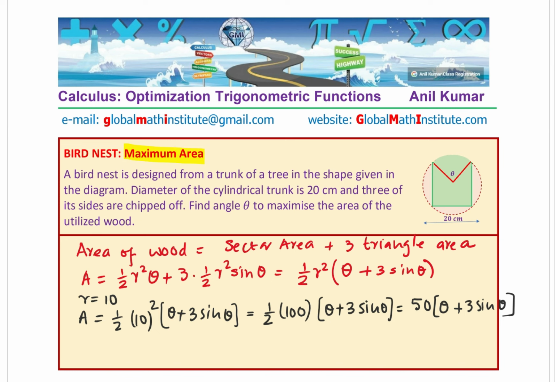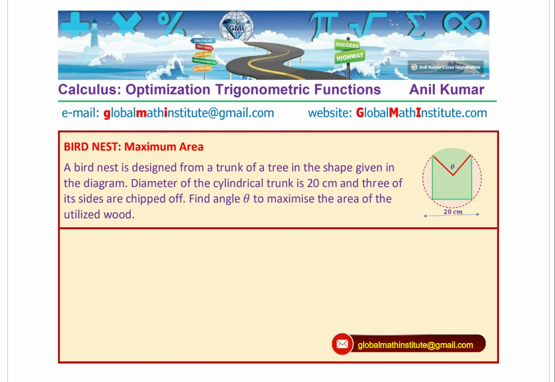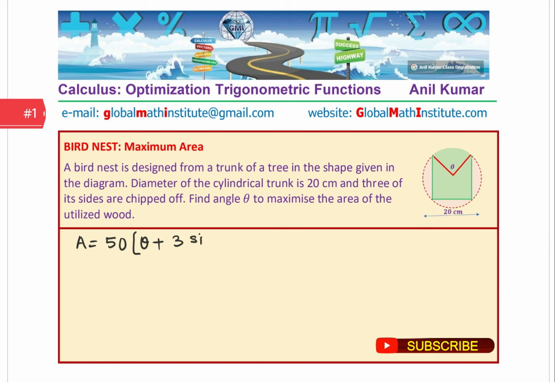So let's move on to a fresh page. We have our expression. Let me write down clearly. Area as a function of theta is equal to 50 times theta plus 3 sine theta. Clear? Okay. Now let's maximize. So we have area as equal to 50 times theta plus 3 sine theta.